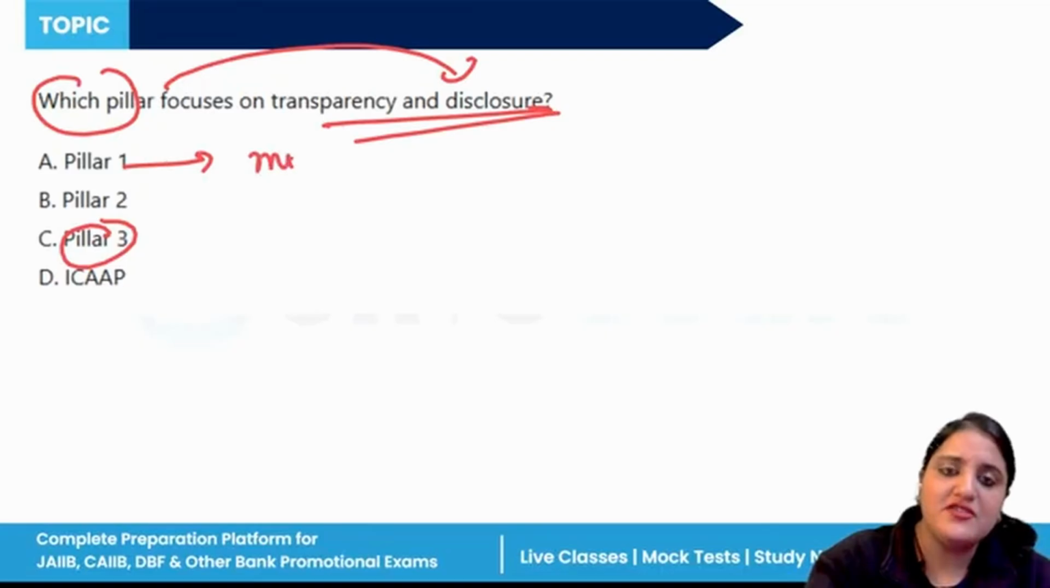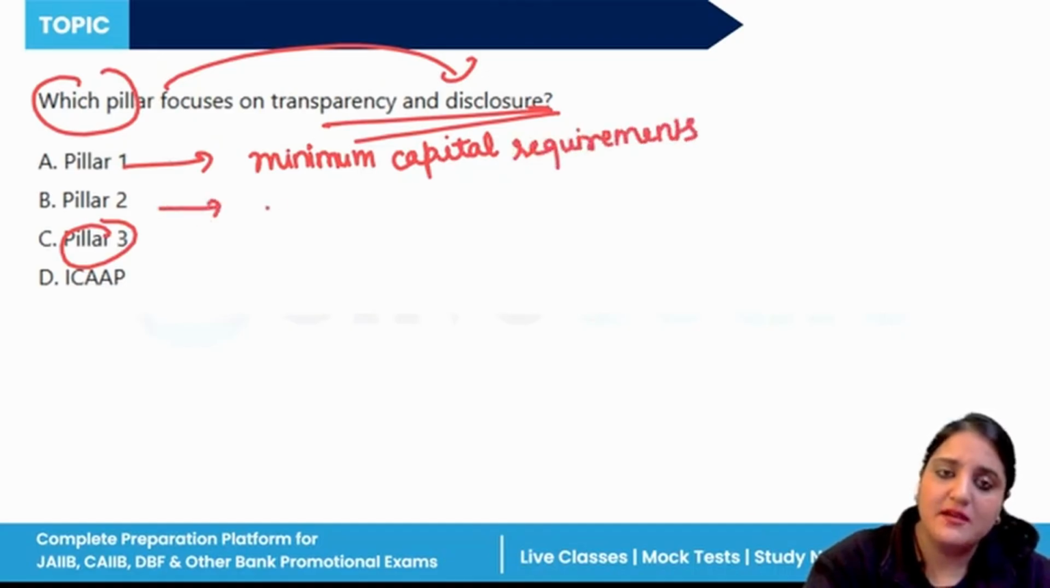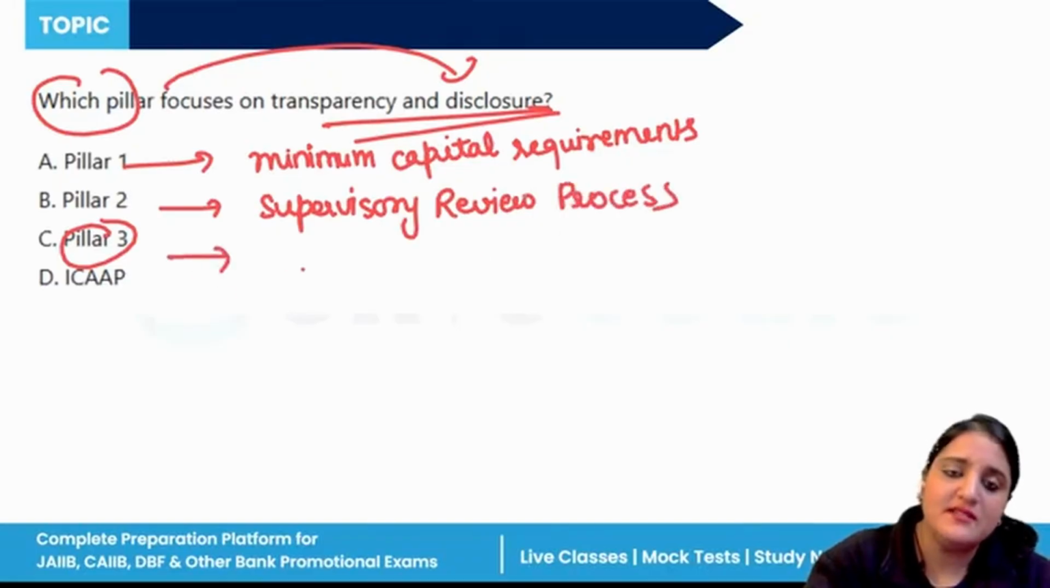Pillar 1 is dedicating to minimum capital requirements. Pillar 2 is saying supervisory review process. And pillar 3 is market discipline.